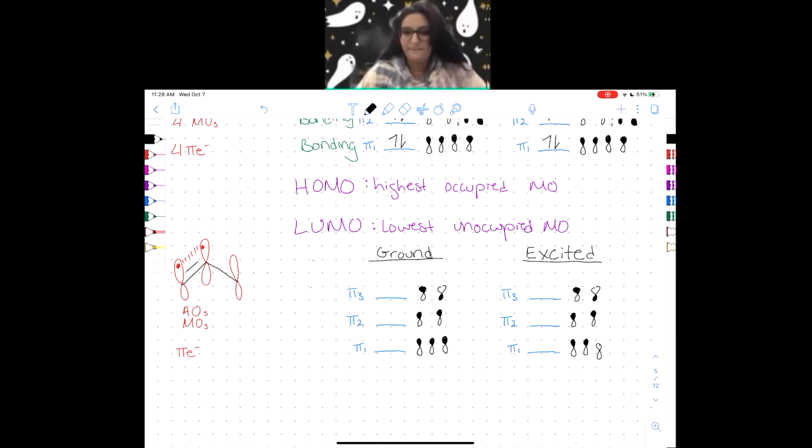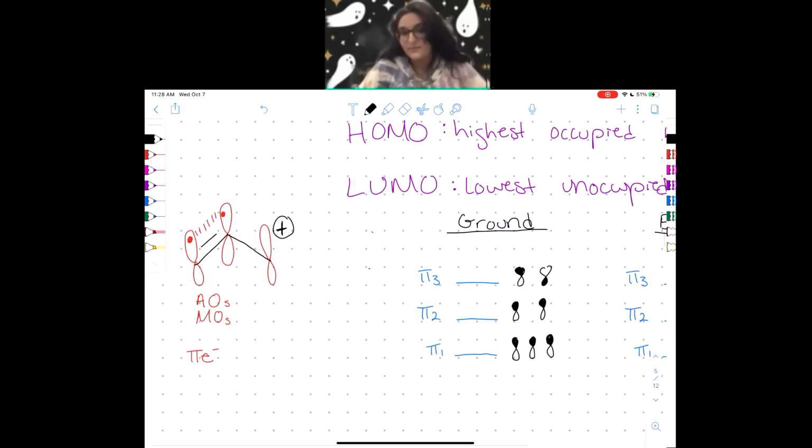Positive, exactly. So if we have a positive charge, that means we have a p orbital, but it is empty. Completely empty, nothing in it. So how many atomic orbitals do we have in this case? 3. Cool. And so how many molecular orbitals are there? 3. How many pi electrons are there? 2, exactly.